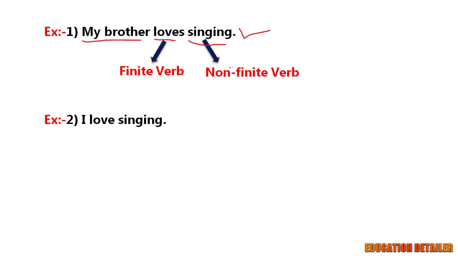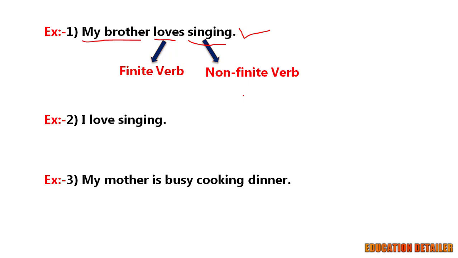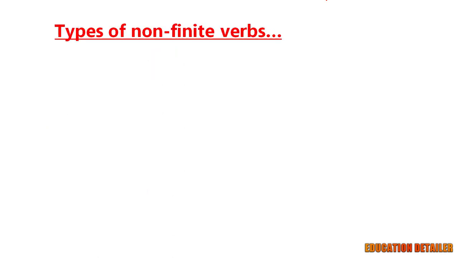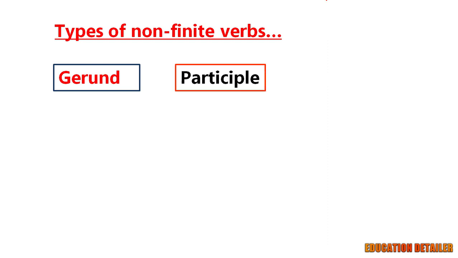One more example, my mother is busy cooking dinner. I'm sure you can easily identify now. The finite verb is is and the non-finite is cooking. Note down, there are three types of non-finite verbs in English: gerund, participle and infinitive.